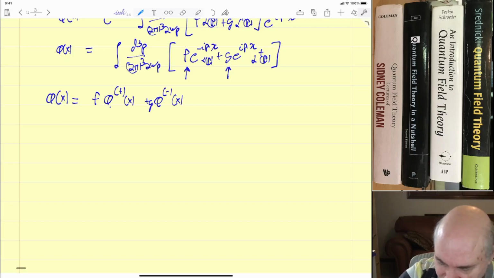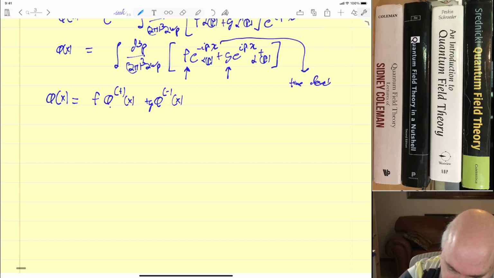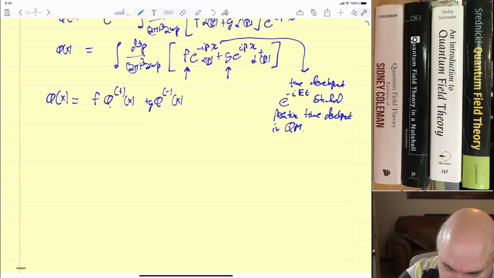Remember, our metric is positive, so p dot x is going to be Et minus, so the time development of this term is equal to e to the minus I E t, which is the standard positive time development in QM. And this will have the negative time development. So there's some logic to this, even though it's opposite the exponents. And then if you go to a book like Czarnecki, he's going to have the opposite signs in the exponents, so it can get confusing.